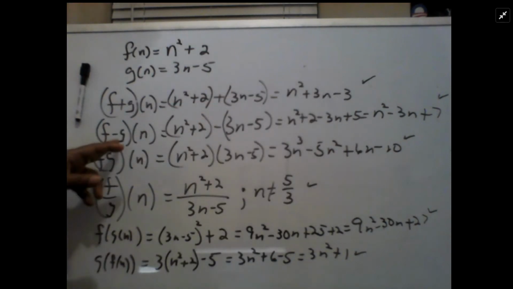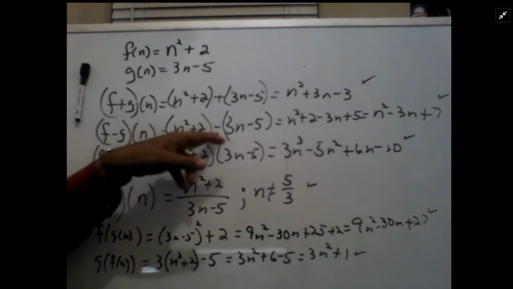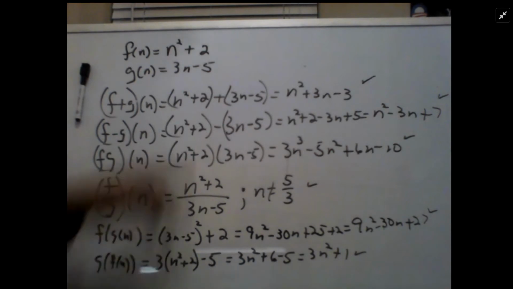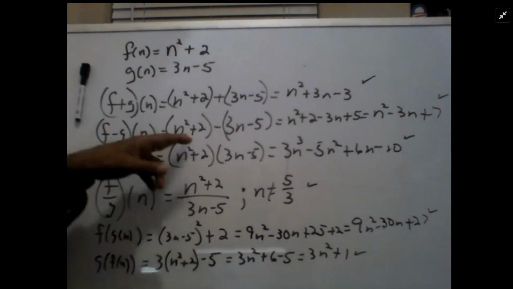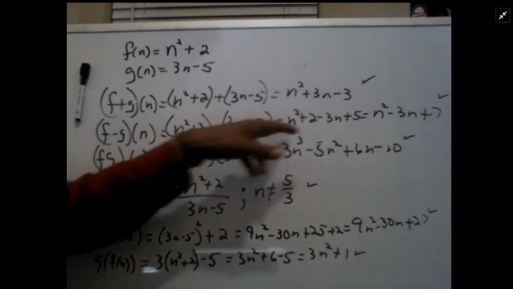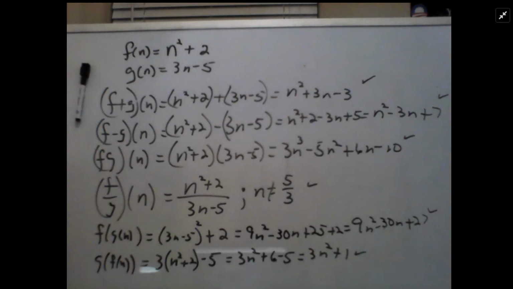Subtract, f minus g of n is n squared plus 2 minus the quantity 3n minus 5. You have to remember to change the signs of everything after a minus by the distributive property. So the n squared plus 2 minus the quantity 3n minus 5 becomes n squared plus 2 minus 3n plus 5. Collect like terms on that. That becomes n squared minus 3n plus 7.